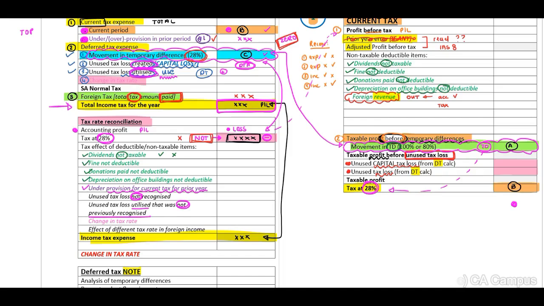Okay, then at the top, we have our change in our tax rate. Therefore, guys, it is included at the top, but not at the bottom. Therefore, we need to include our change in tax rate.